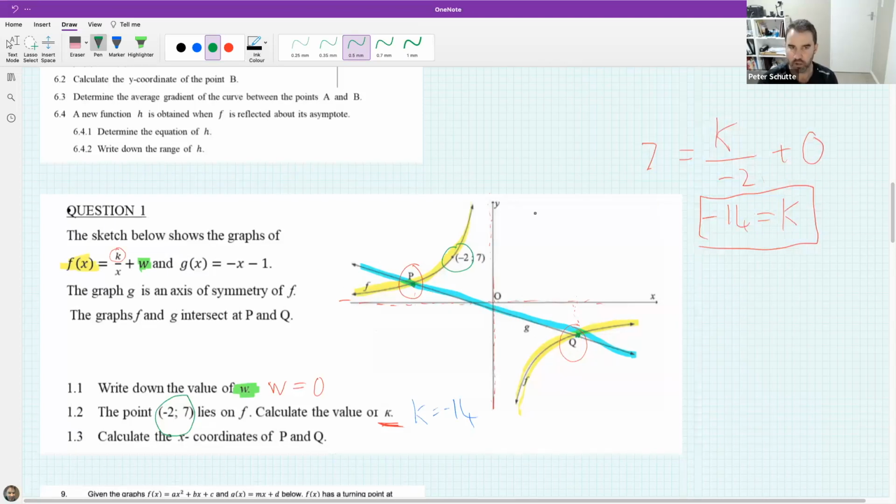In this scenario, what you would do is you would say, look, the first function was 14 over x, which is the function f, and it must be equal to minus x minus 1. And so if you solve this equation, you will get the x value that is here and the x value that is here. And then if you want the y value, you take those two x values and you would sub them back into either of the originals.